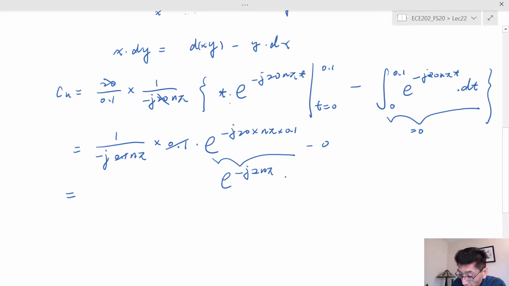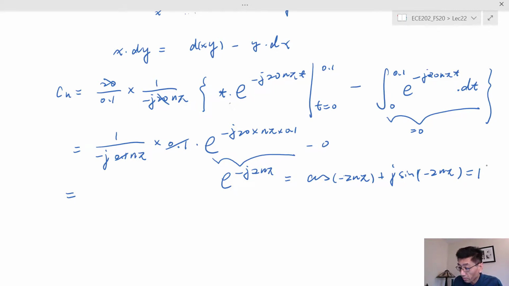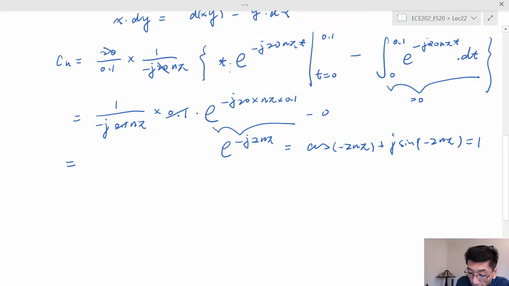And remember, this is equal to cosine negative 2 n pi plus j times sine negative 2 n pi. This is just the Euler identity, right? So this would be equal to 0. This would be equal to 1, right? Because the cosine of n pi any is equal to cosine 0, that's equal to 1. And so therefore the final number is very compact. It's going to be equal to negative 1 over j n pi.